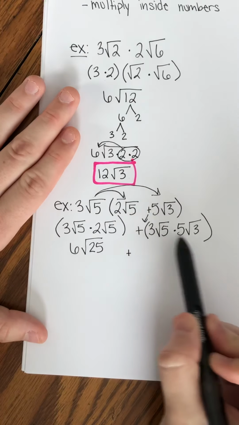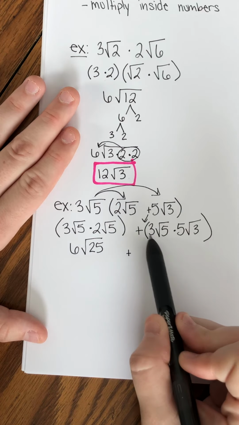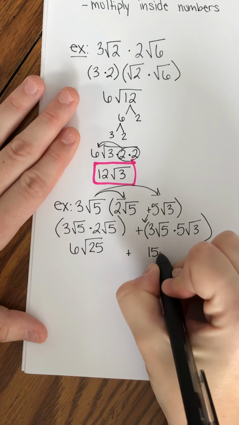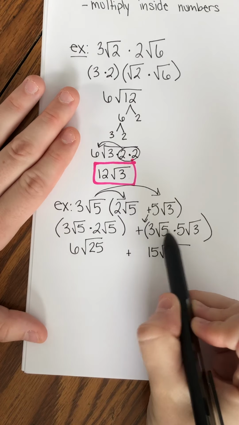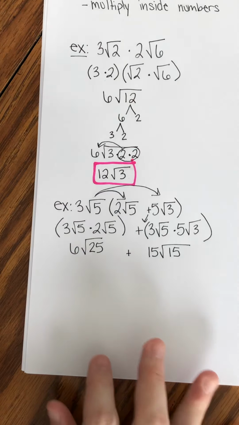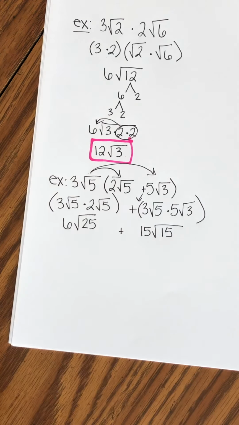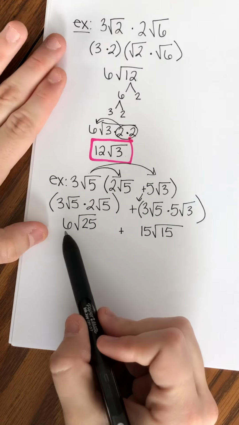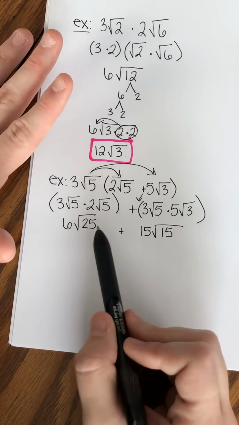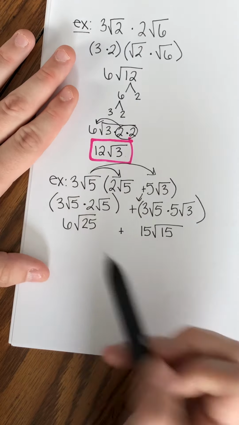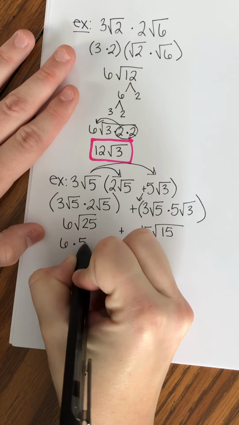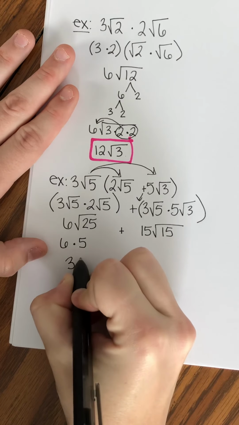Plus, all right, in our second parentheses, multiply our outside numbers. So 3 times 5 is 15. Under the radical, we've got 5 times 3, also 15. All right, so let's see if we can simplify these down. So 6 square root of 25. Well, 25 is a perfect square. So if we take the square root of 25, it's just 5. So this becomes 6 times 5, which is 30.